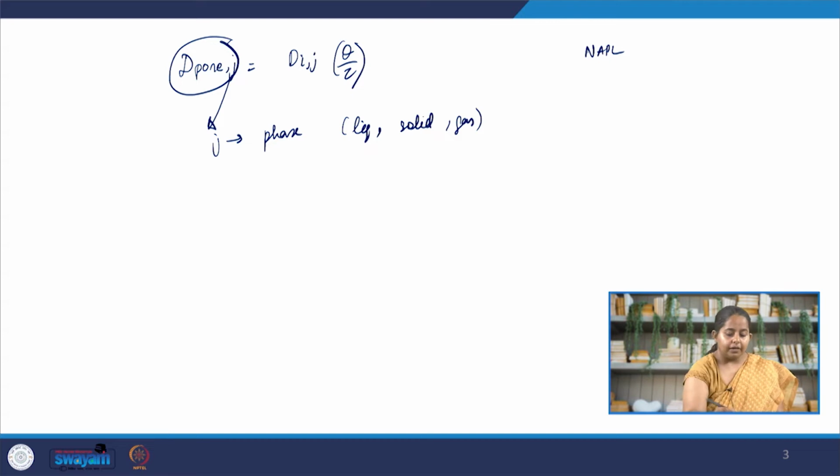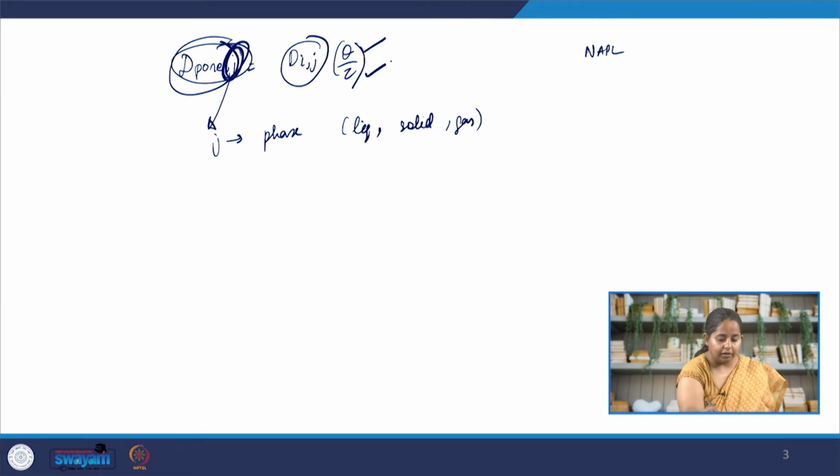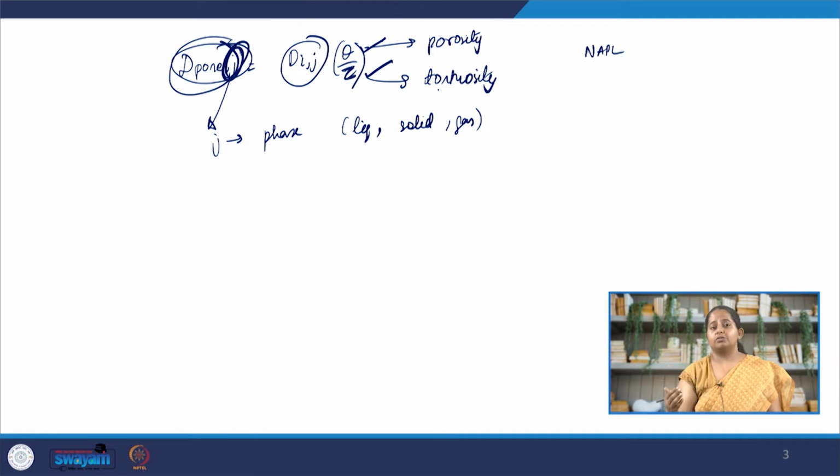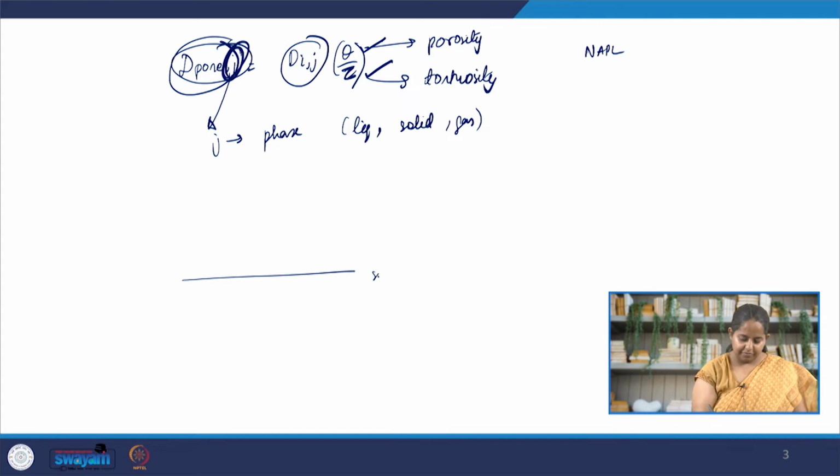of the soil. So D pore j is the diffusivity of the particular contaminant through the pores of a solid media for a given phase, for the contaminant present in a given phase, and will be equal to D ij, which is the diffusivity of a contaminant through a particular phase, multiplied by theta by tau. Now theta by tau are the properties of the soil, and they are porosity and tortuosity. So theta is the porosity, and tau, this is tau by the way, tau is tortuosity. So you need to account for both porosity and tortuosity of your solid phase media to find out the modified diffusivity constant.